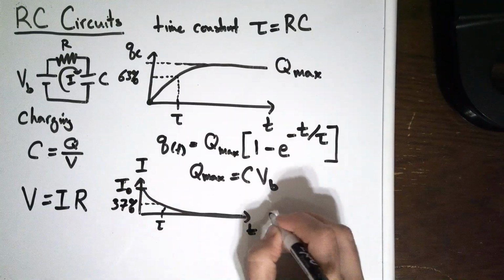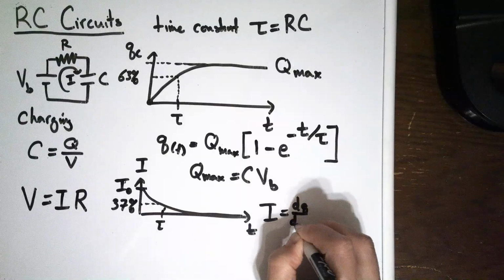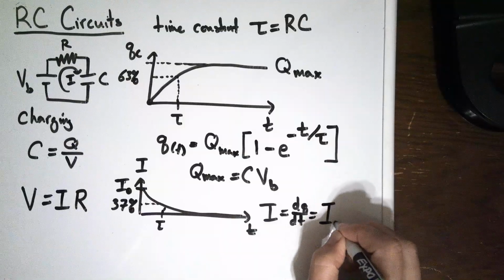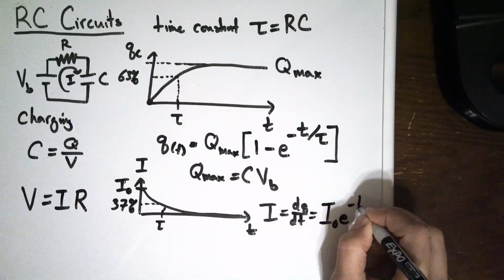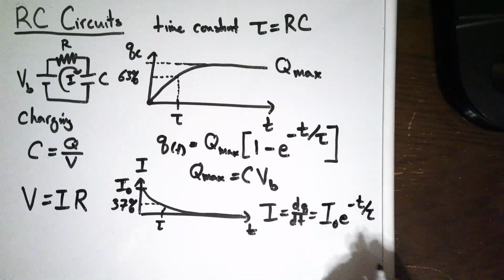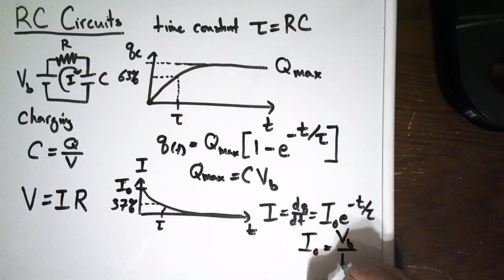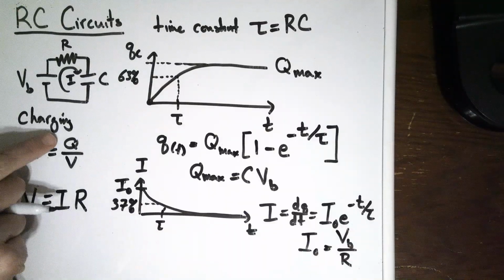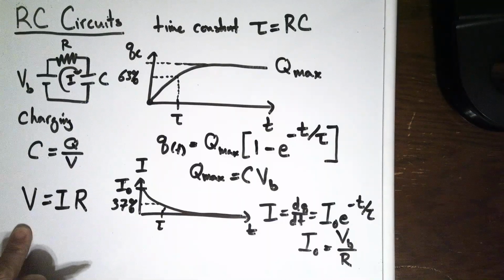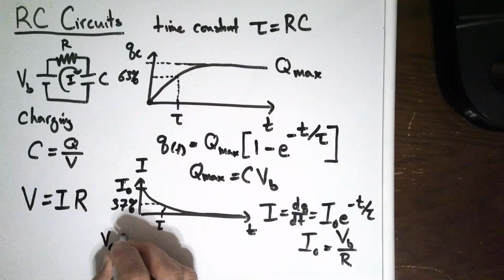And the equation for current, well, remember current is the derivative of charge with respect to time, and that ends up being the initial current times e to the negative t over the time constant, where the initial current is equal to the voltage of the battery divided by the resistor, because initially there's no charge on the capacitor, so there's no voltage across the capacitor. All the voltage is across the resistor. All right, and finally, we can talk about the voltage of the capacitor.